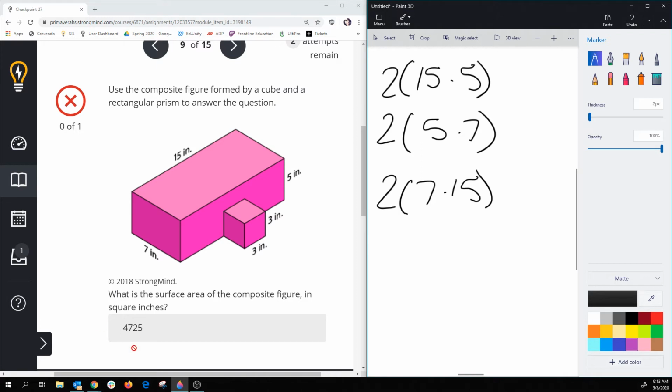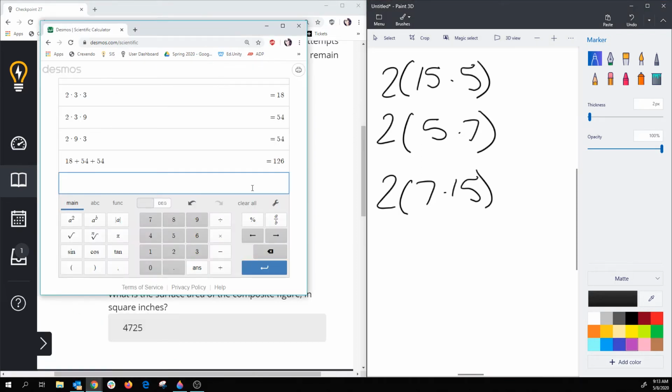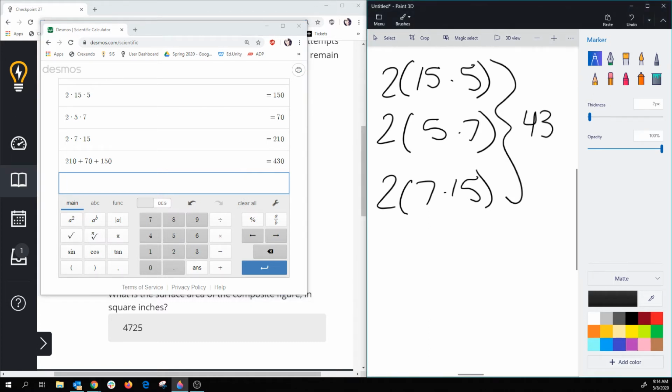Then let's bring back that calculator and type all this in. Add it all together. So I get 430. This big box has a surface area of 430.